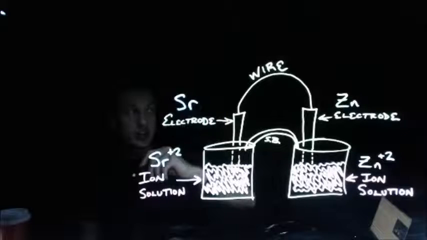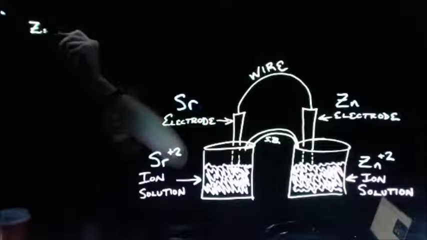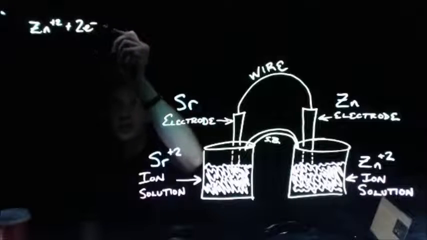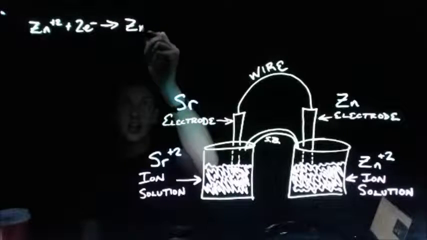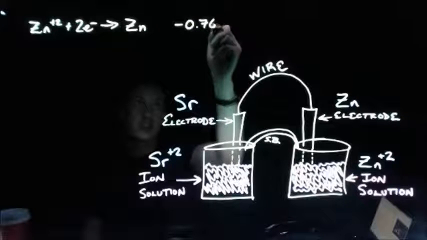And zinc turns out to be the higher, so zinc is going to be written exactly as it appears. Zinc plus 2 electrons yields zinc solid at a voltage of negative 0.76 volts.